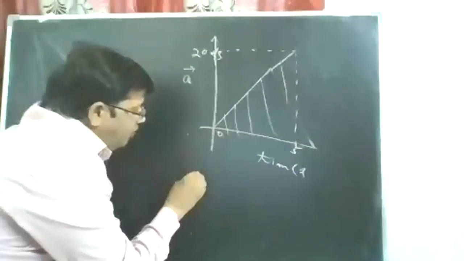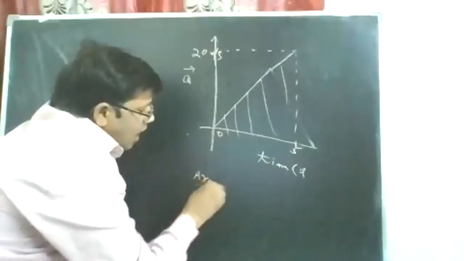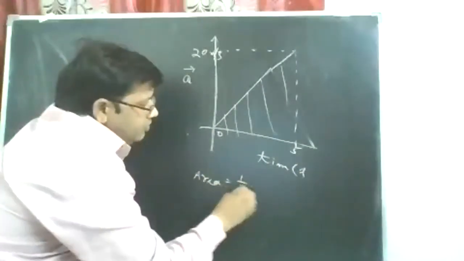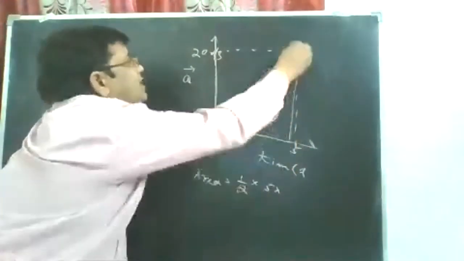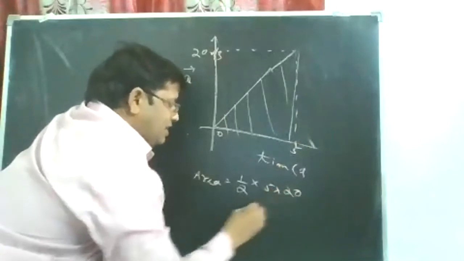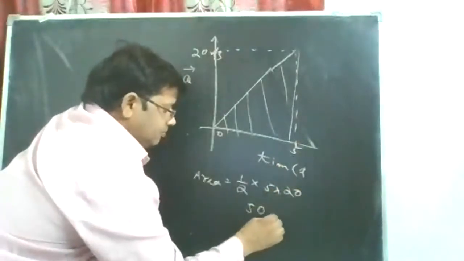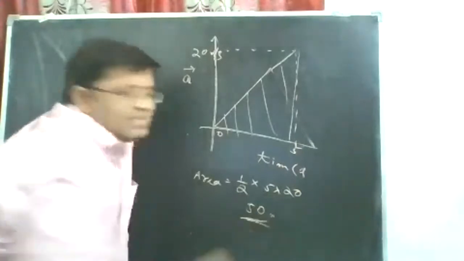Area below the graph is half into base into height. What is base? 5. And what is height? 1. Now, what does this represent? What does this area represent?